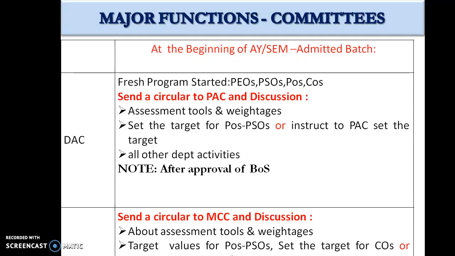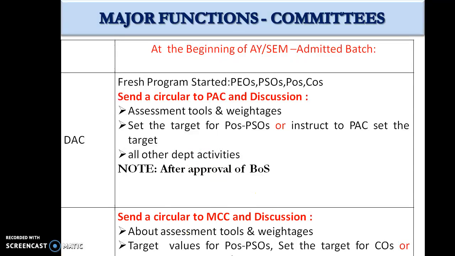So either way, no problem at all, either DAC or PAC. The DAC will discuss all of the department activities, not only the program: any kind of budget or improvement, curricular, co-curricular, and all the department activities will be decided by DAC. So DAC is generally the highest decision body at department level, and it gives the recommendation to BOS for approval.